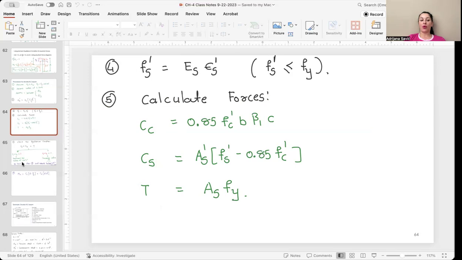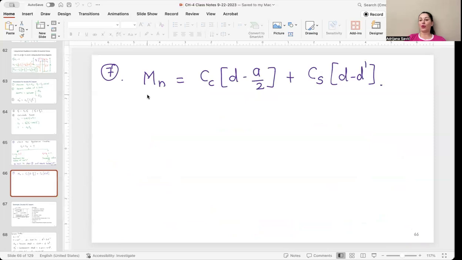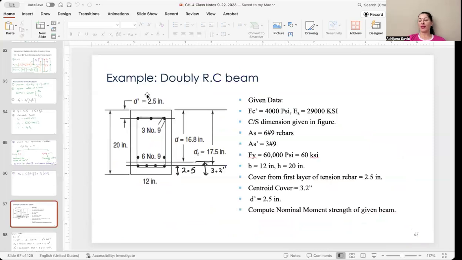Then we are calculating the forces, and we have to check the equilibrium condition. If the two forces in compression are equal to T, if this equation is not satisfied and we have compression forces higher than tensile force, we need to decrease the value of neutral axis. If we have compression forces less than tensile force, we need to increase the location of the neutral axis, and after that compute the nominal strength capacity.